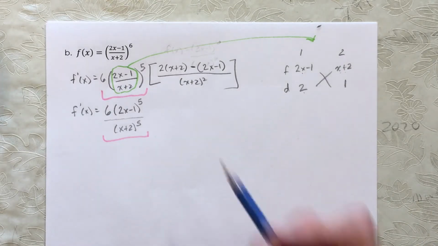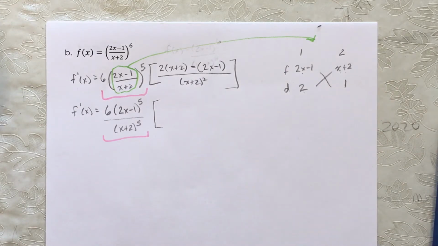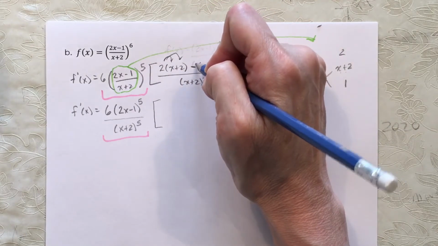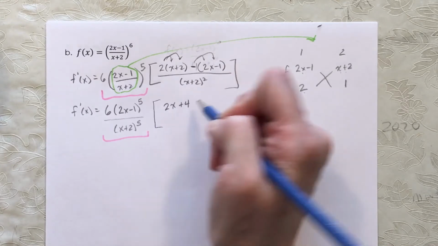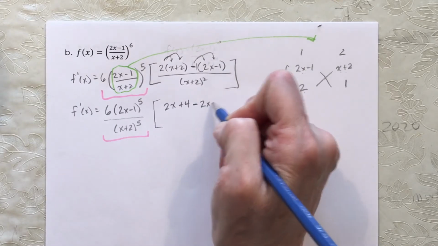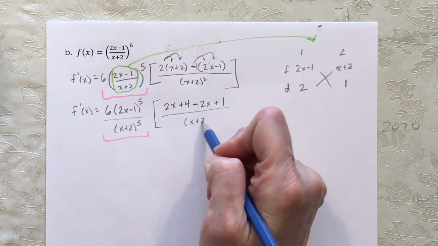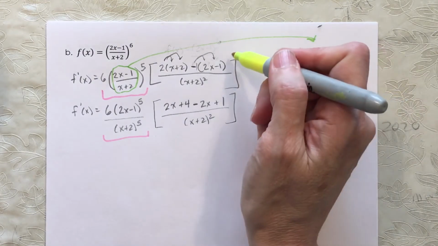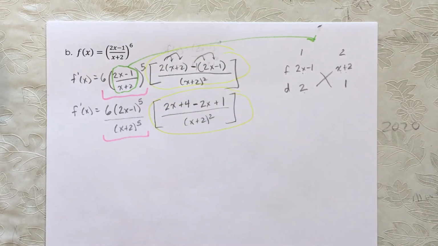Now I'm going to keep going with the square bracket here. So I'm going to distribute in the numerator. There's really a 1 there. So I'm going to get 2x plus 4 minus 2x plus 1 over (x plus 2) squared. So here's the quotient rule part, and here it is a step below, just with the expanding done.